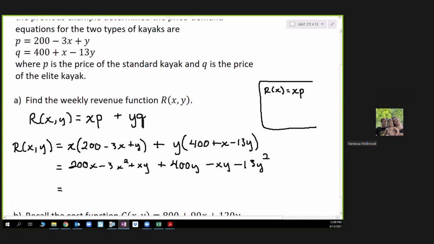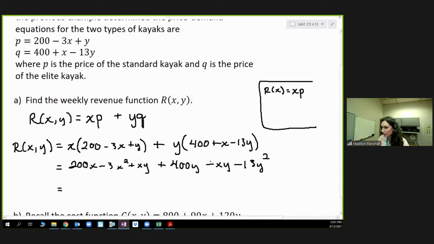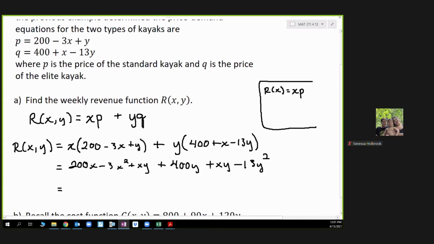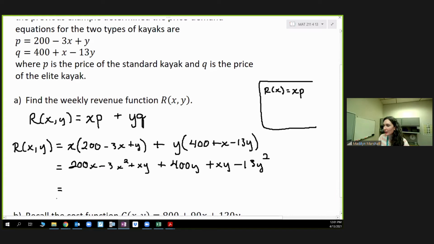So we have, is that supposed to be a plus before the XY on the second half? Yes, thank you. You're welcome. So we have, oh, that's good because that would have, anyway. So we have only two like terms here to combine, the XY.